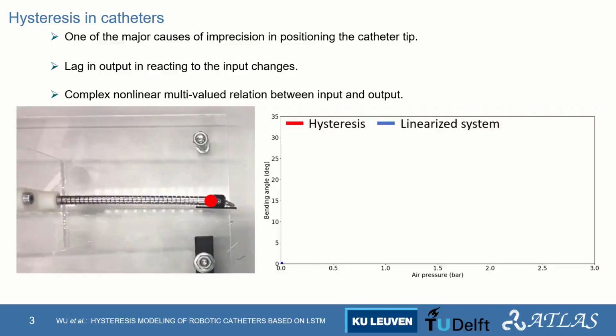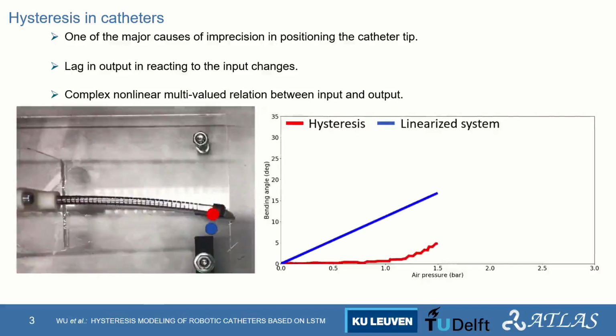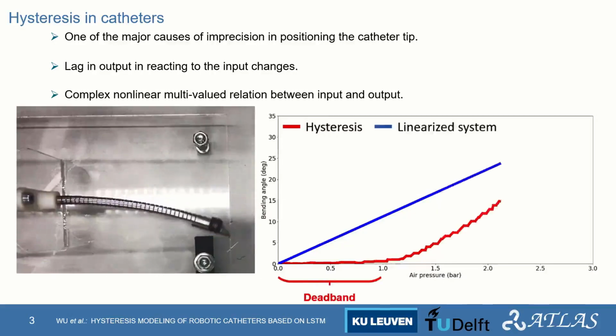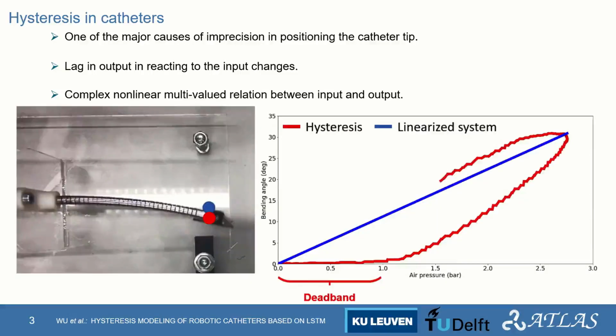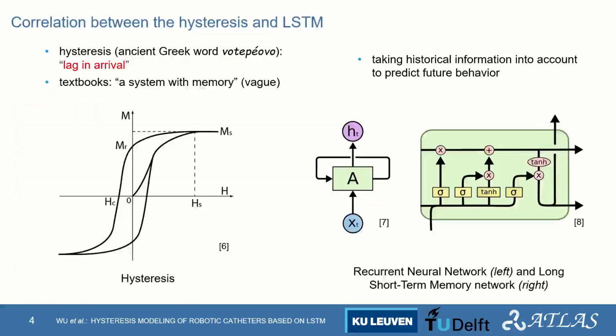One of the major causes of imprecision in positioning the catheter tip is the hysteresis. No matter its actuation principles, such as cable-driven or fluidics-driven or magnetic-driven, catheters suffer from hysteresis problem. Hysteresis causes a lag in the output in reacting to the input changes. Moreover, it leads to a complicated multi-value relation between the input and output.